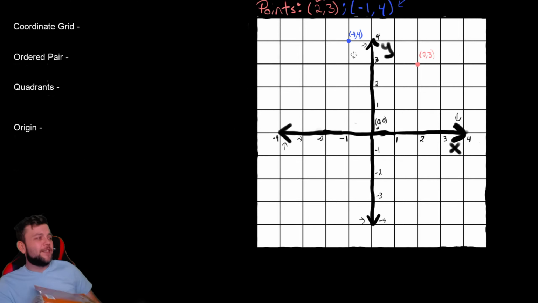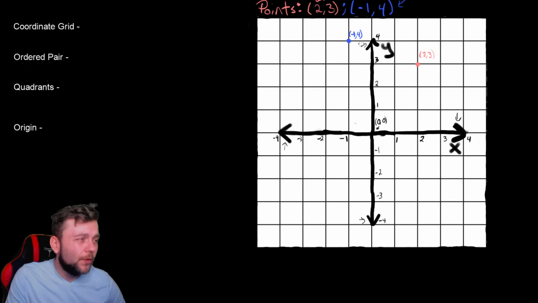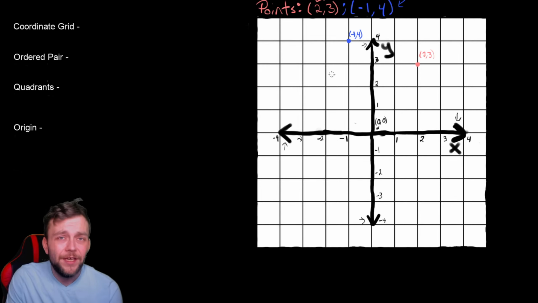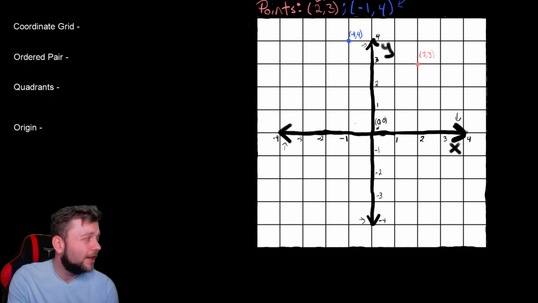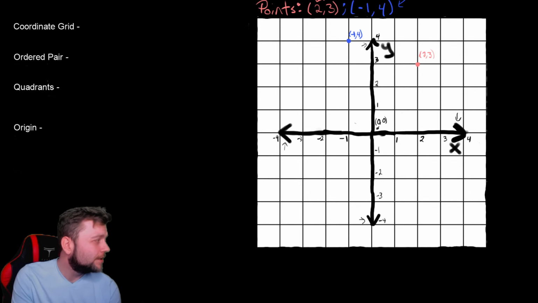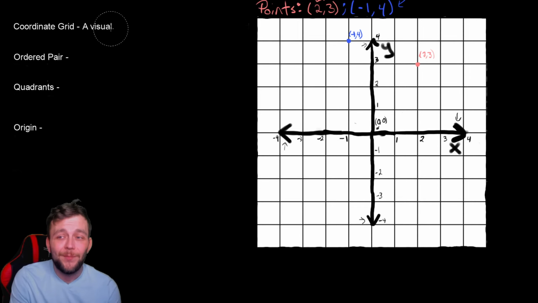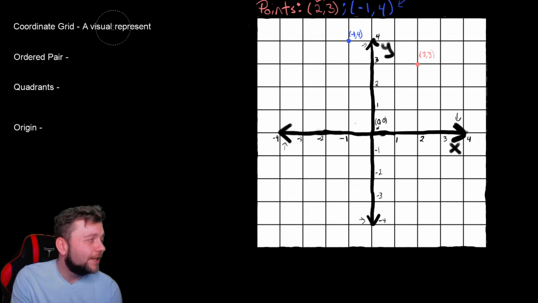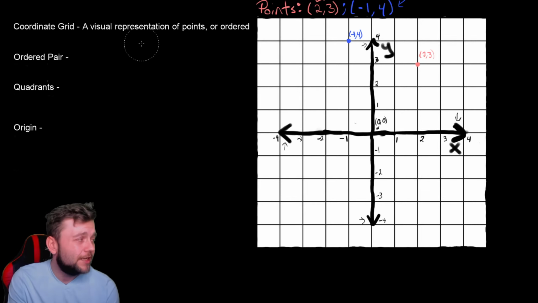So let's see. How about we go over some of the definitions that I have, and then we'll go through a few more points. We'll draw a couple of lines, and then we'll go into graphing linear equations. Okay. So let's erase the mask that I have on, because it's never good to hammer people with text. So the coordinate grid is a visual representation of points or ordered pairs, if you want to write that down.